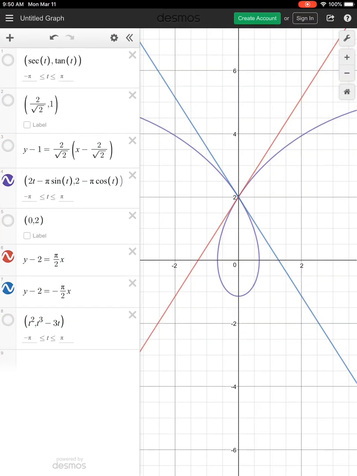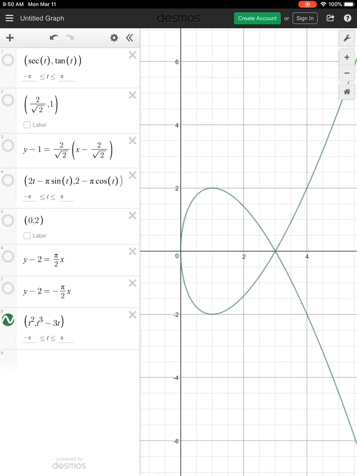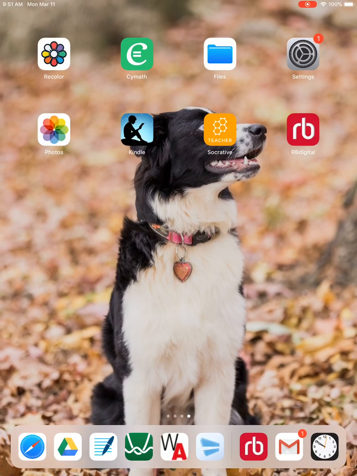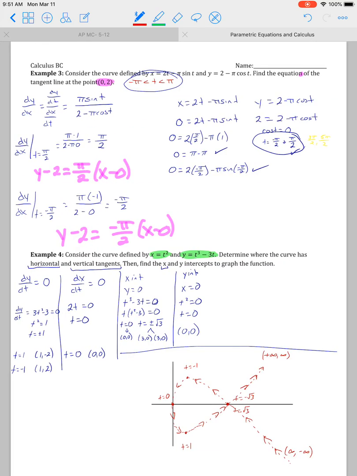So there's my little sketch of this thing. And if we want a more perfect sketch, there it is on Desmos. All right, so those are the things from day 1 about parametrics that you need to be able to do. Write the equation of the tangent line given a time, and then given a point, working backwards to find time. Then you also need to be able to find horizontal and vertical tangents and x and y intercepts. And that's all.